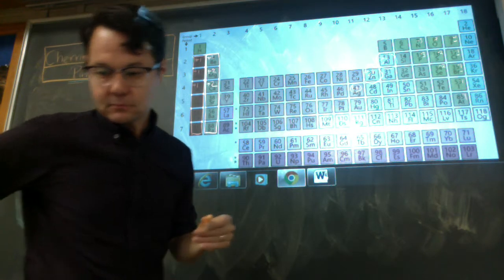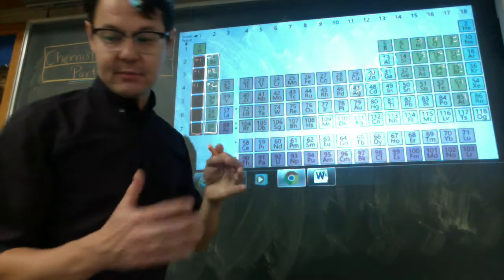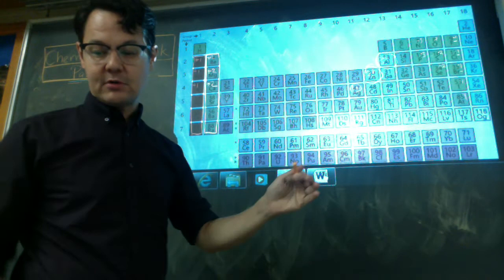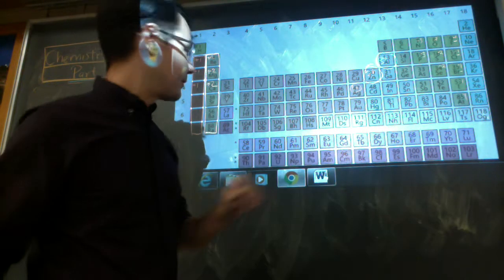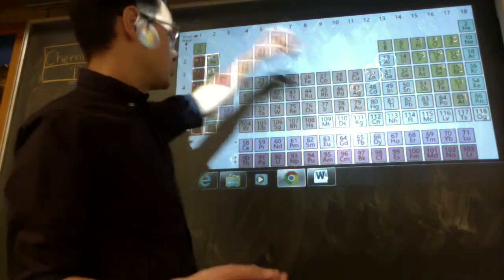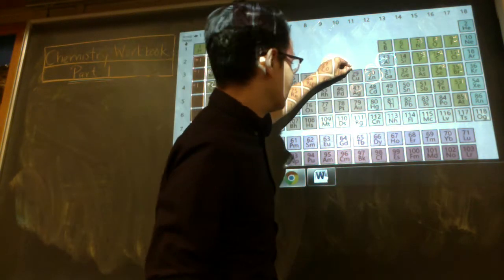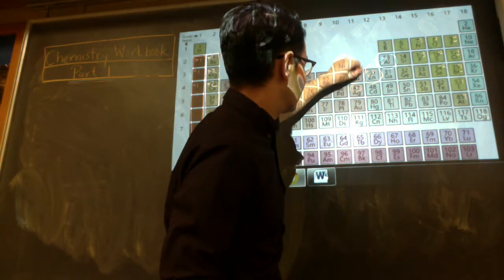However, there are a number that can have two forms. So the next little paragraph talks about those. For example, copper. Copper is right here. Copper can be 1 plus or 2 plus.